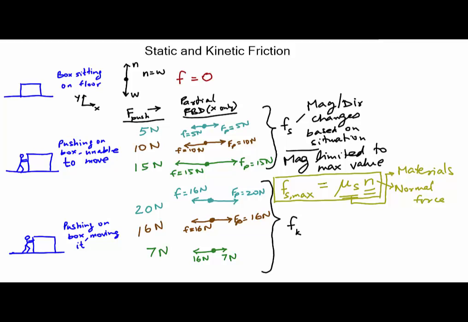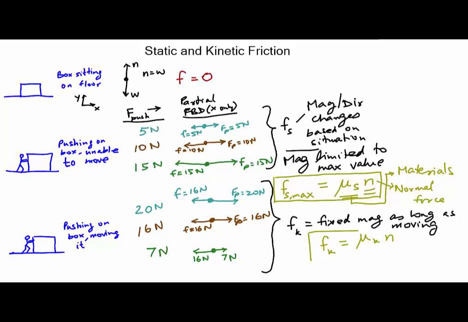And the kinetic frictional force is an easier thing to work with than static friction because this has got a fixed magnitude as long as the object is moving. And if it's not moving, this is irrelevant. The frictional force would be static frictional force. And the magnitude that it always has as long as the object is moving is mu k times n.